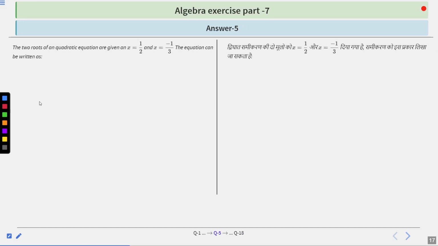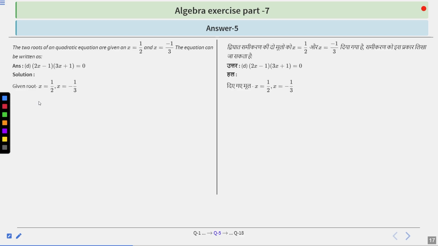Now, two roots were given to us, that is x = 1/2 and x = −1/3. Then we have to find how we can write that equation. The answer to this question is option number D, (2x − 1)(3x + 1) = 0. Let's have a look at the solution of this question.